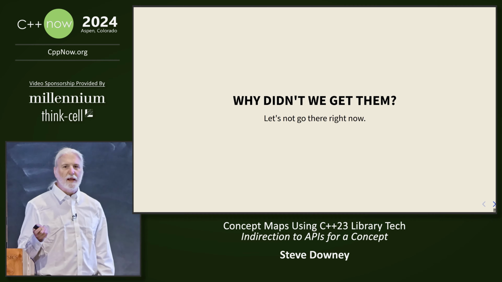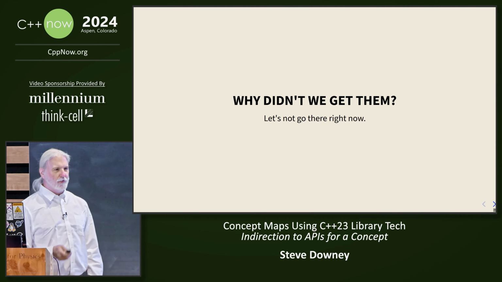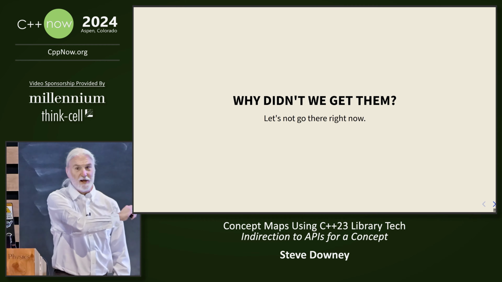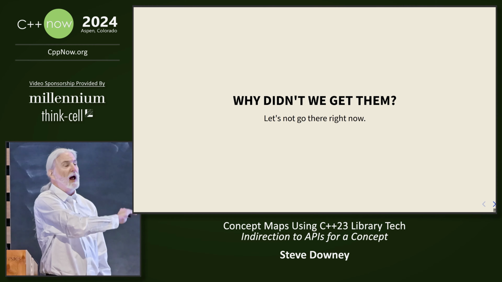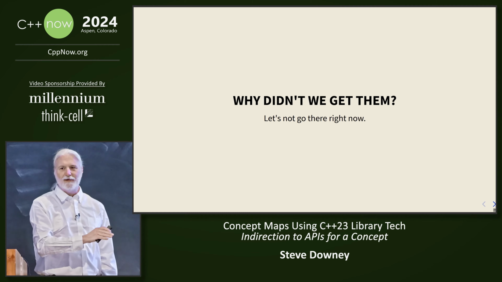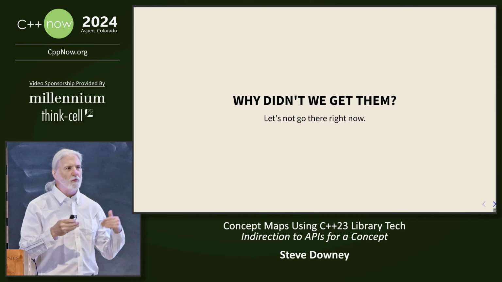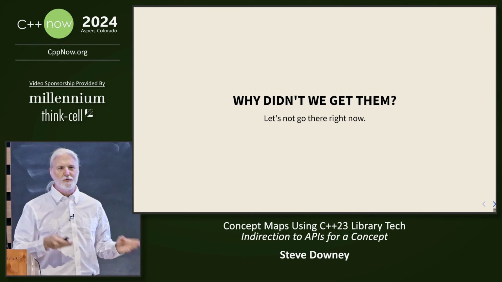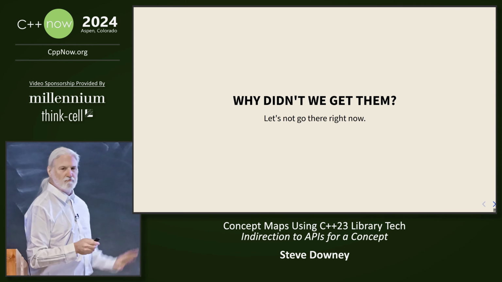So why didn't we get them? And let's not go there. We can maybe talk at the bar later, but this is still contentious about what exactly happened and when. This got pulled at pretty much the last minute in C++11, with a lot of contention about why we needed this, whether we can do concepts without it, and whether it is going to confuse users, etc.